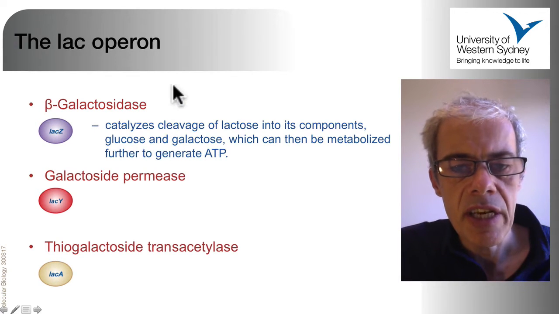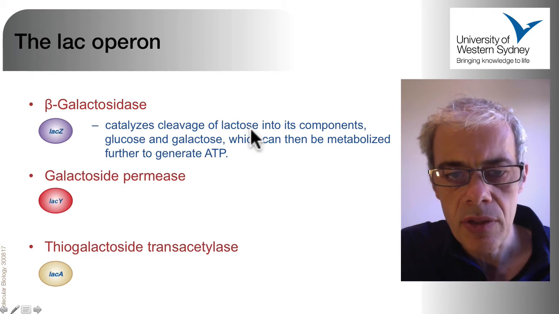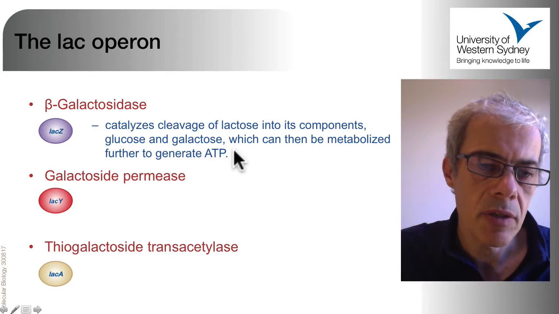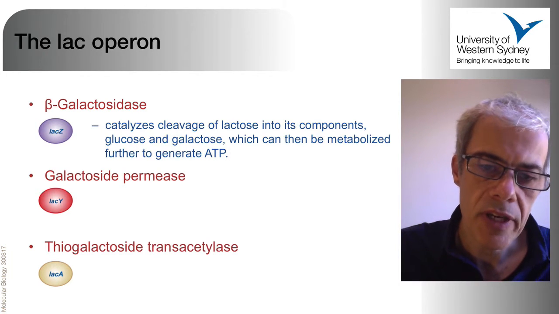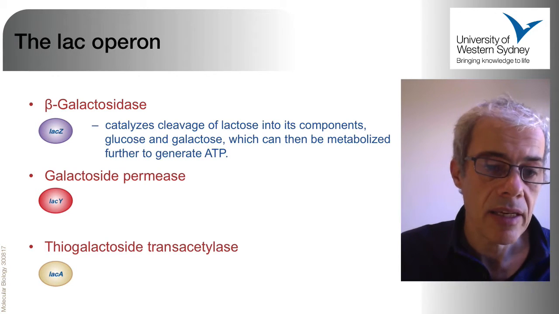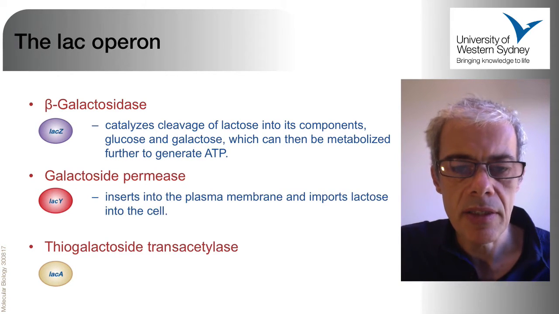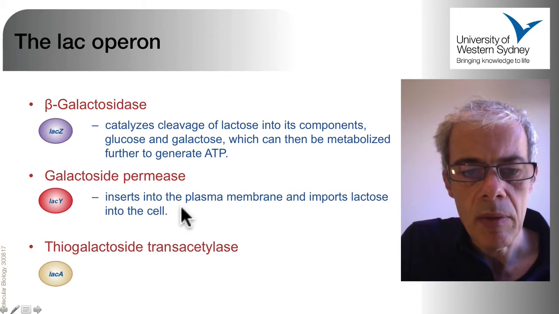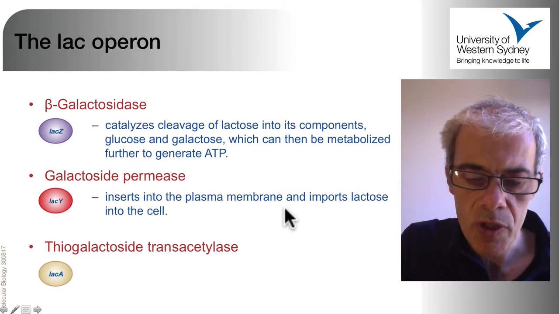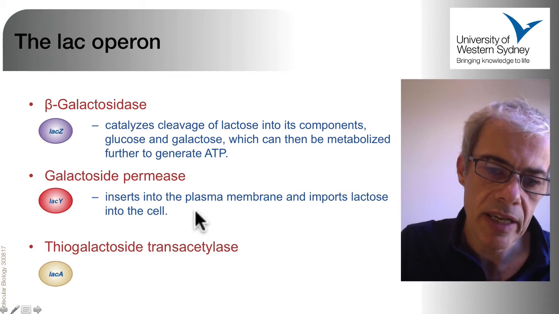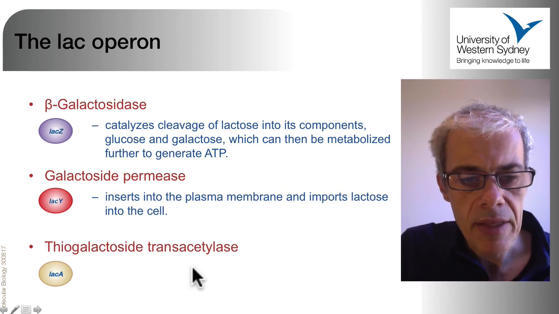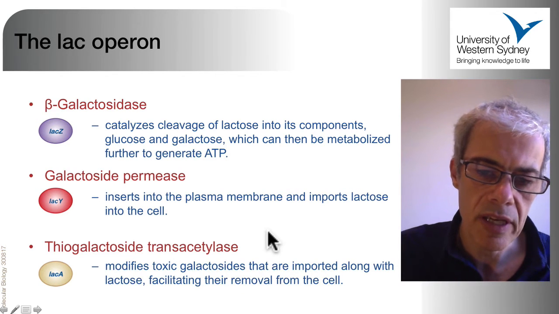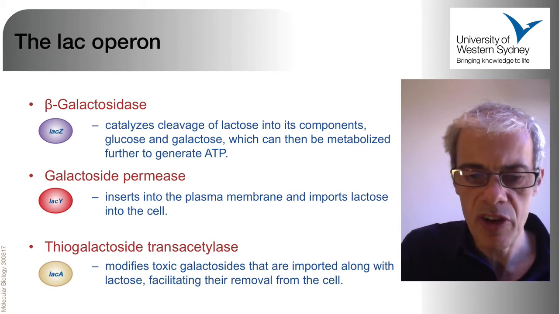Beta-galactosidase is the protein that catalyzes the cleavage of lactose into glucose and galactose, and then these sugars can be metabolized to produce ATP. Galactoside permease, as its name implies, is a permease, so it's an integral membrane protein that allows lactose to be transported across the plasma membrane into the cell. And for the thiogalactoside transacetylase, not much is known about the acetylase, so we're not going to worry too much about the function.